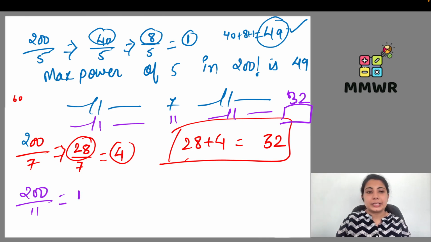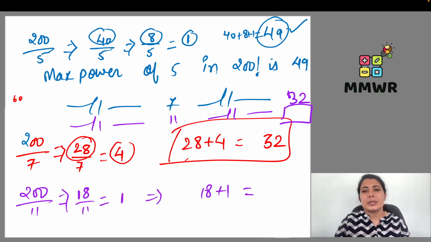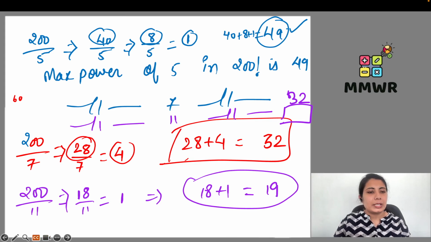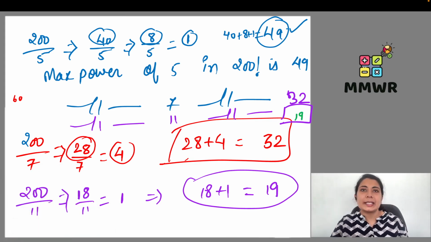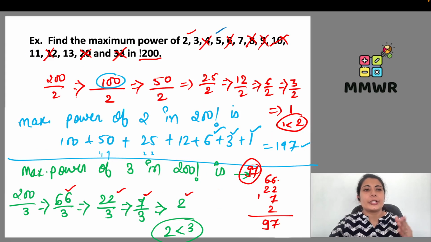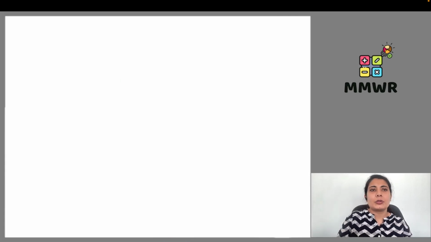11 ones are 11. 9 is remainder. 90. That means 88 can be taken. Then again by 11. 11 ones are 11. Right? So 18 plus 1 gives me 19. That means the maximum power for 11 is 19. We can find it for the next prime number 13, which is the last one here according to the question.